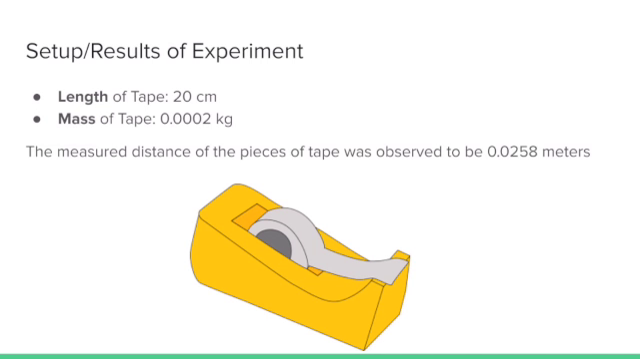Alright, so for the setup for this experiment, the length of the tape is going to be 20 centimeters, and then the mass of the tape will be 0.0002 kilograms. And then the measured distance between the two pieces of tape is 0.0258 meters.